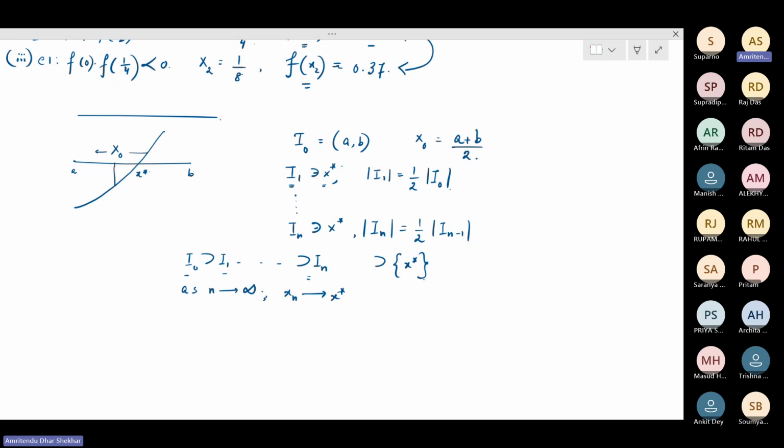So I hope the convergence is clear, why this method converges to the root x star. This is the small proof of convergence.